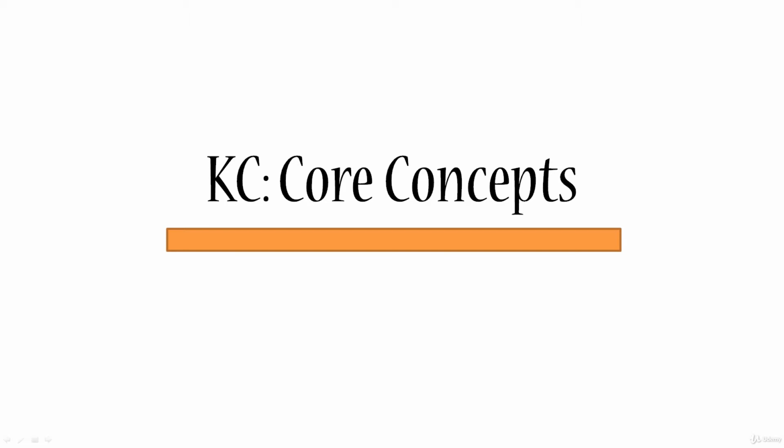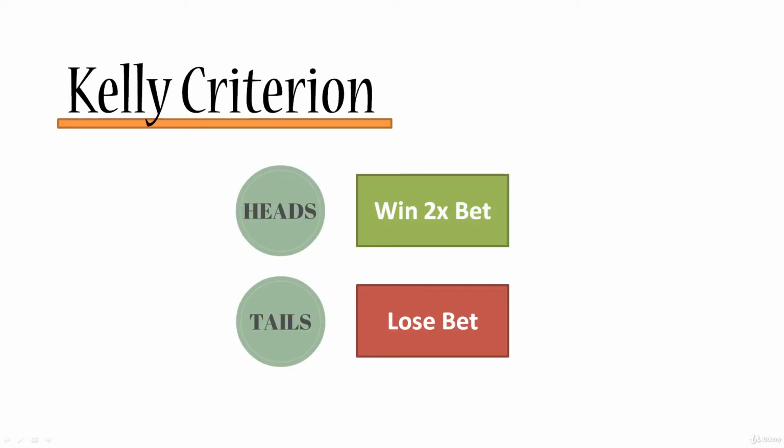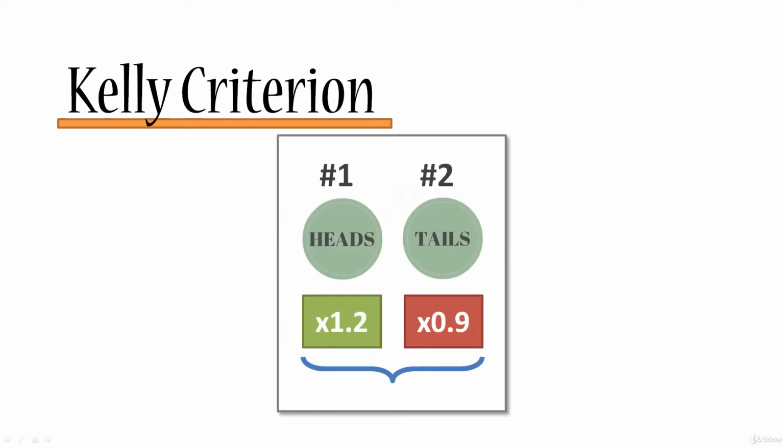And today we're going to be talking about the core concepts of the Kelly criterion, the underlying principles, if you will. So as we've discussed, as we've agreed, we're playing this hypothetical game where on heads you win twice your bet, on tails you lose your whole bet. And as we discussed in the previous tutorial, order doesn't matter. It doesn't matter in what sequence our heads and tails come in the long run.